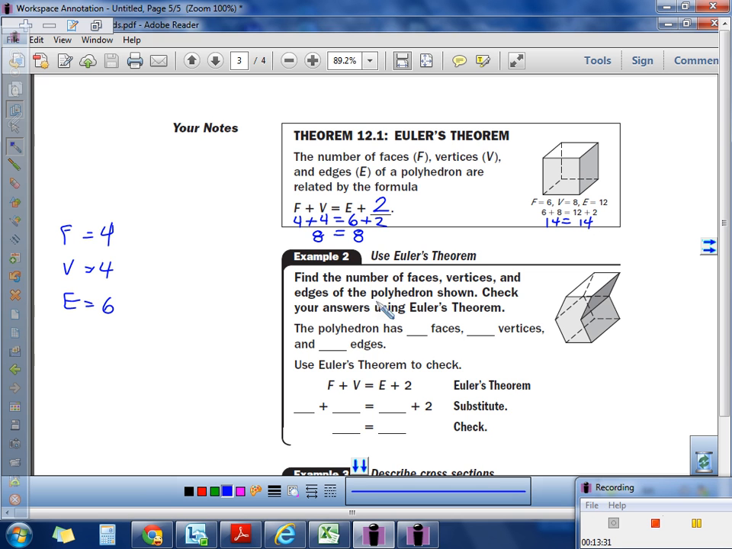This one is a little bit harder because there are a lot more faces, vertices, and edges. I'm going to give you a second to see if you can count how many faces, vertices, and edges are on this problem.